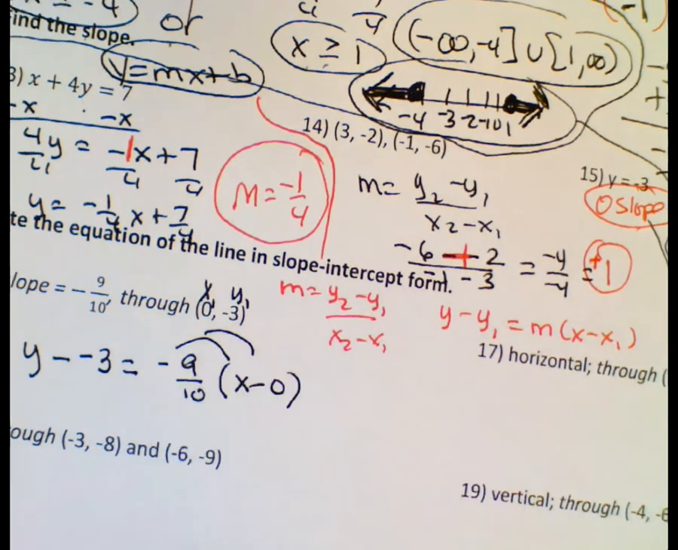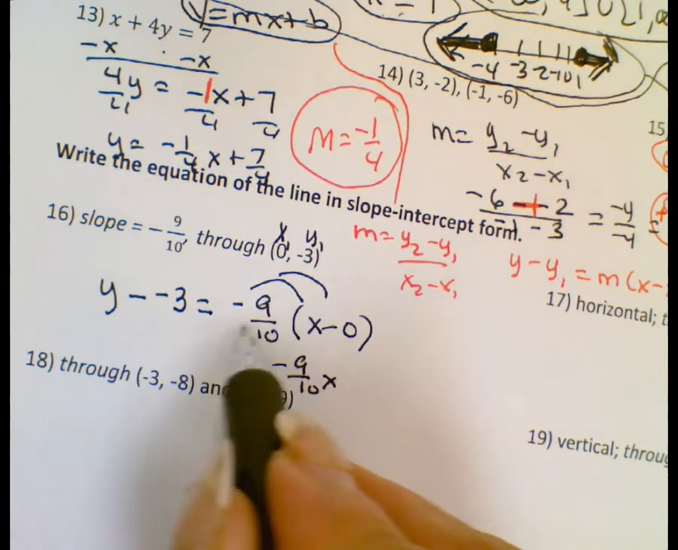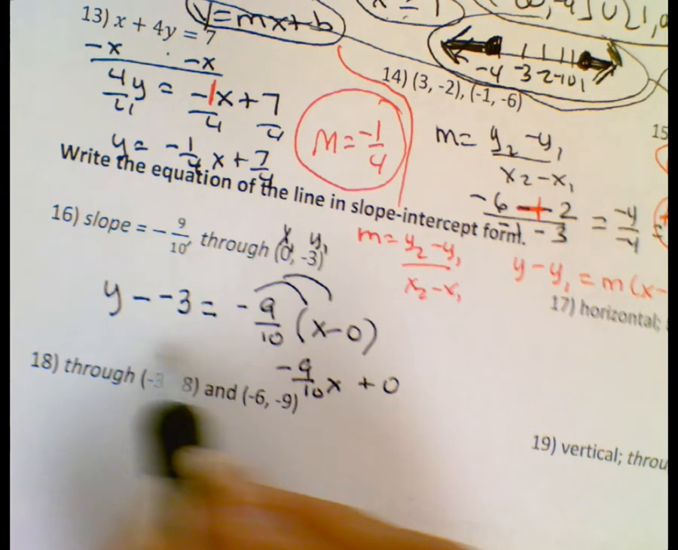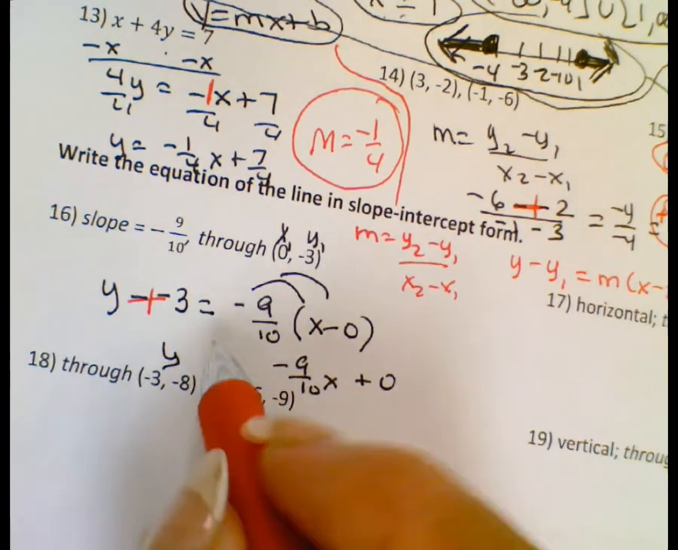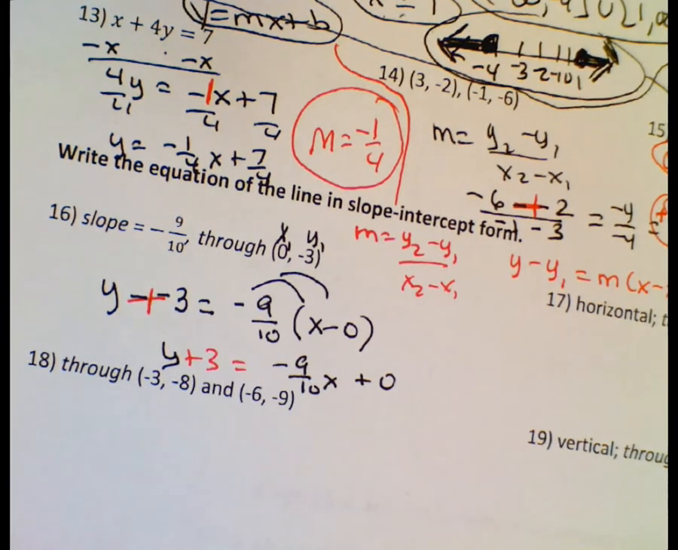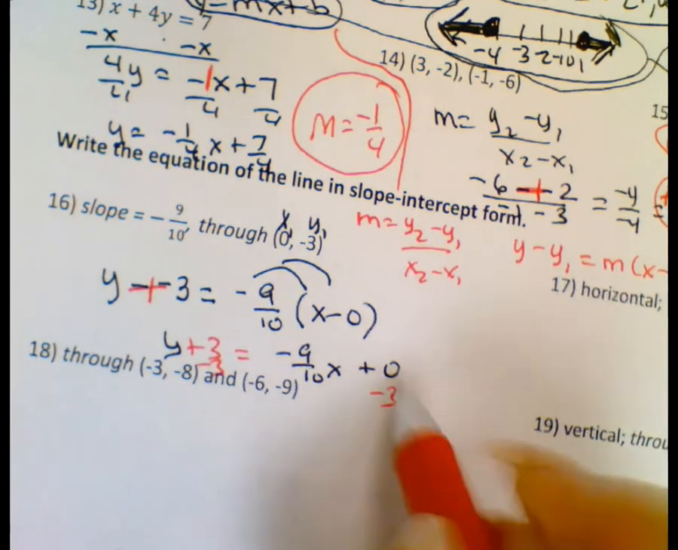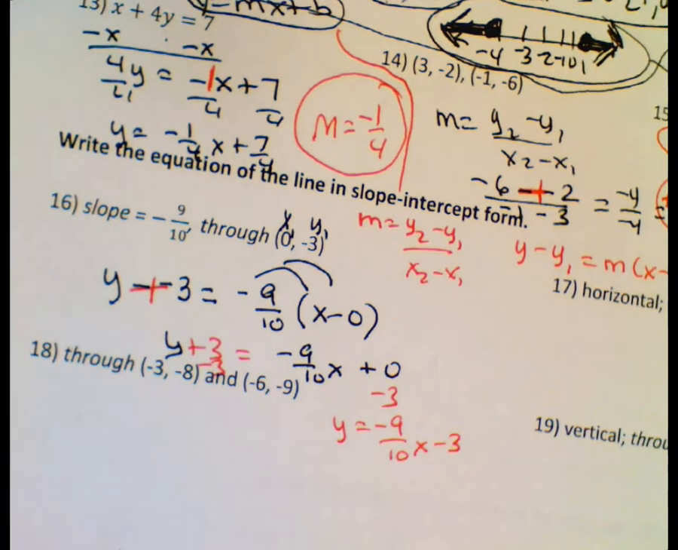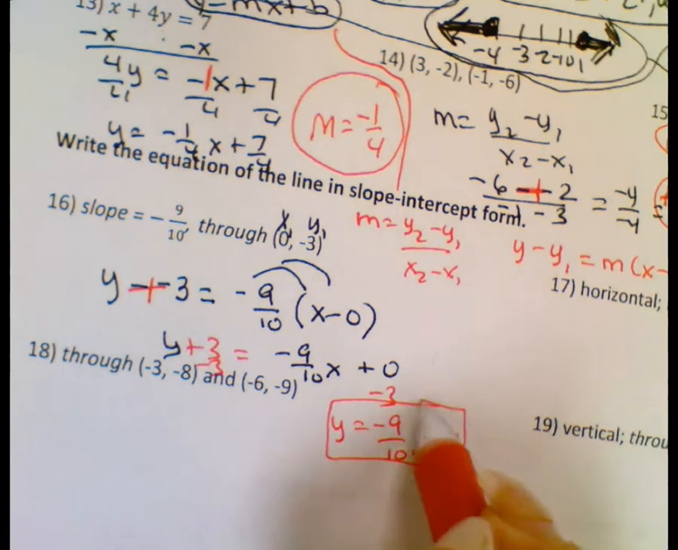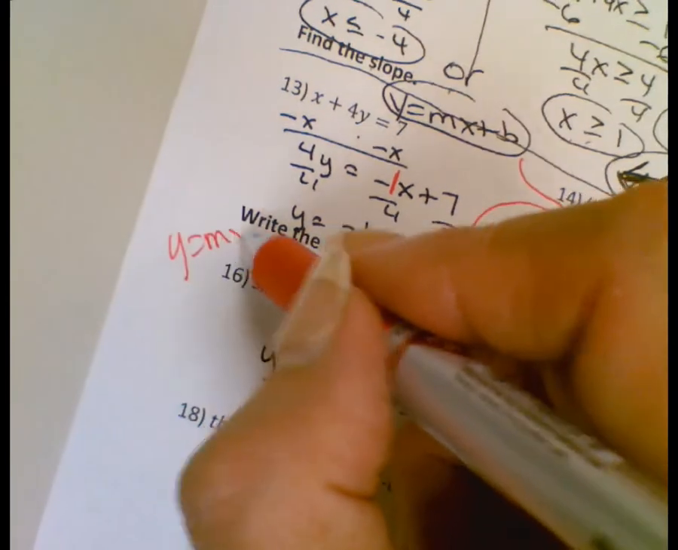And we're going to distribute this. So -9/10x is -9/10x. -9/10 times 0 is 0. Now we have a double negative on this side, so on this side you have y plus 3 equals this. How do you get rid of the 3? Subtract 3 from the 0, and your answer is y equals -9/10x minus 3. So this is your answer. This is slope-intercept form, y equals mx plus b. So until it's in this form, you're not done.